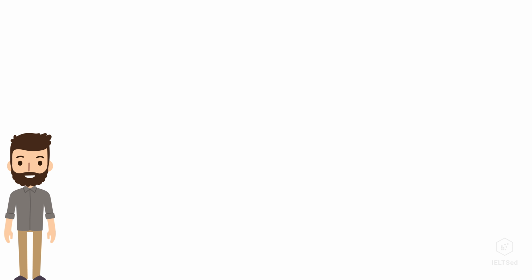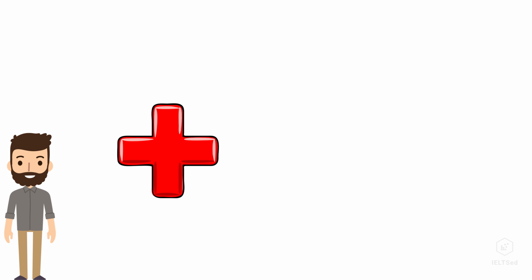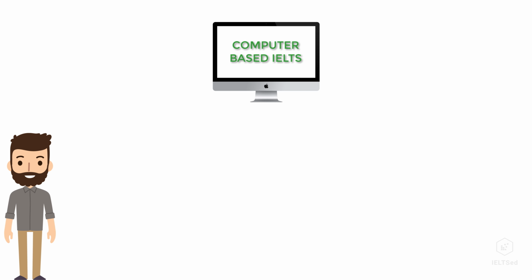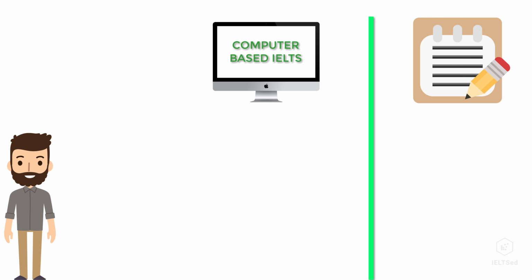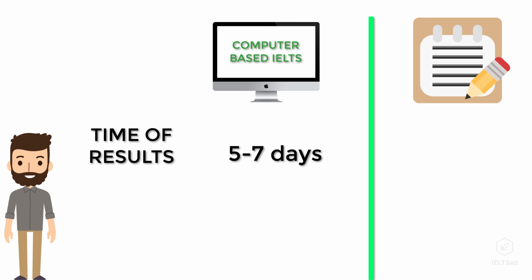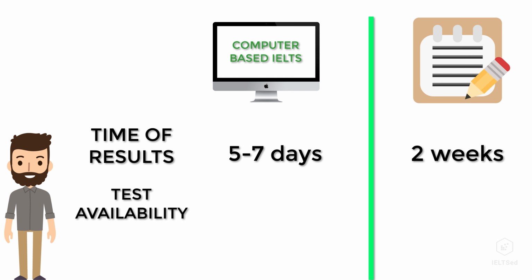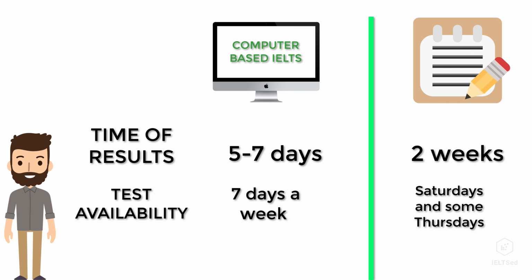Alright, so finally, let's look at some of the positives and negatives of doing a CD test versus a paper-based test. The first one is the time of result. So with the CD test, you get your results in 5 to 7 days, and with paper-based tests, you get it 2 weeks after you've completed it. The availability of a CD test is much bigger. It's available 7 days a week, whereas with paper-based tests, they're mostly conducted on Saturdays with the exception of some Thursdays.